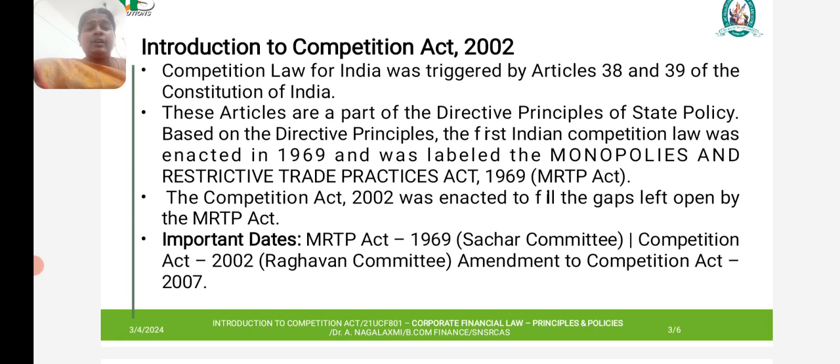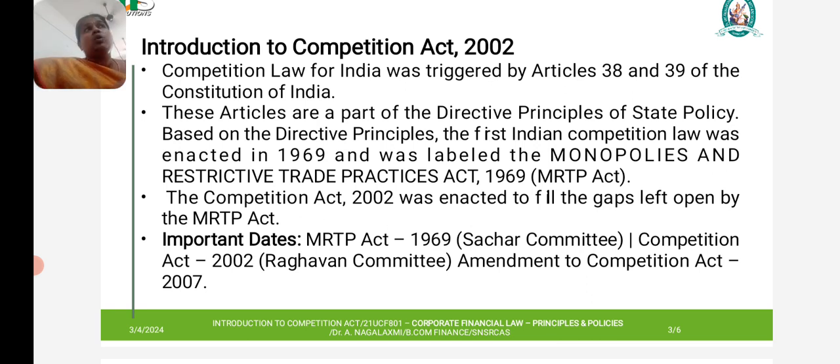Now we are going to see the introduction to the Competition Act 2002. The Competition Act of India was triggered by Articles 38 and 39 of the Constitution of India. These articles are a part of the directive principles of state policy. Based on the directive principles, the first Indian competition law was enacted in 1969 and was labeled as the Monopolies and Restrictive Trade Practices Act 1969, the MRTP Act.